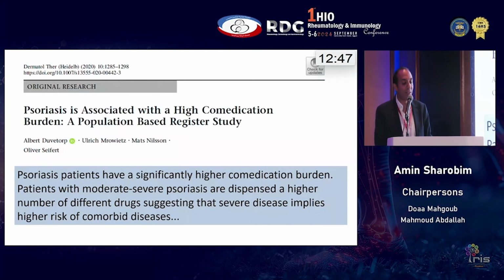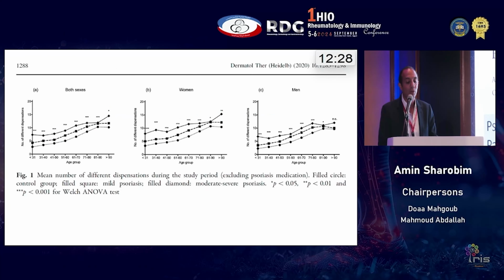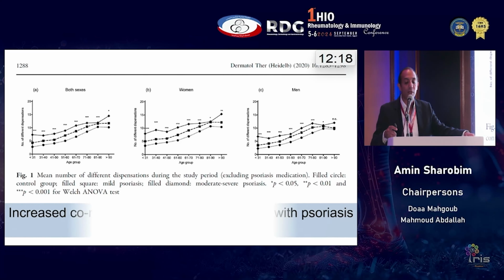We have the comorbidities, as we can see, and psoriasis is associated with high co-medication morbidity. So a psoriatic patient has a significantly higher co-medication burden than a patient with mild psoriasis. So we also have a co-medication burden, and you can see that in men and women, with the severity of the psoriatic disease, they have more co-medication burden.